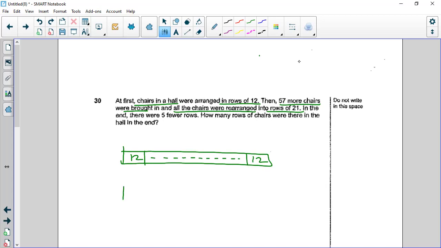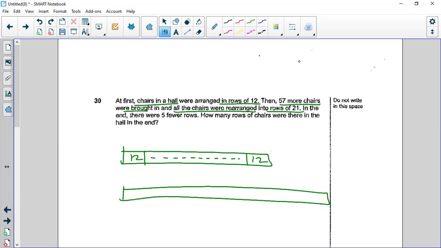Then 57 more chairs were brought in. So what happened to the total chairs? It becomes more. The total chairs has increased by 57, right? And in the end, there were 5 fewer rows and every row has 21. So cut a bigger box. The first row got 21 and the last row got 21. Do we know how many rows? We don't know. But we know that there are 5 fewer rows now.